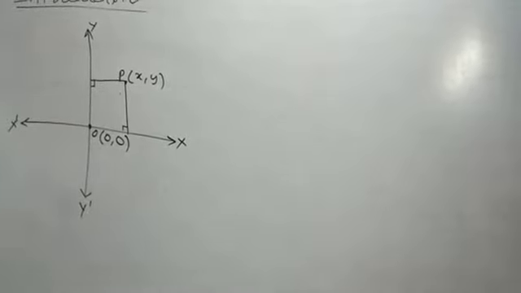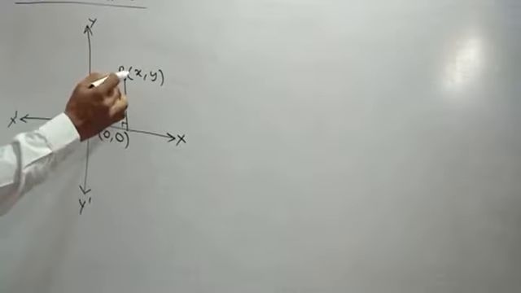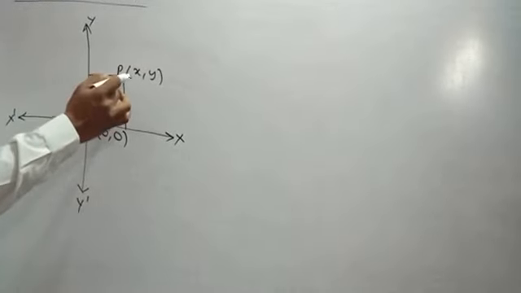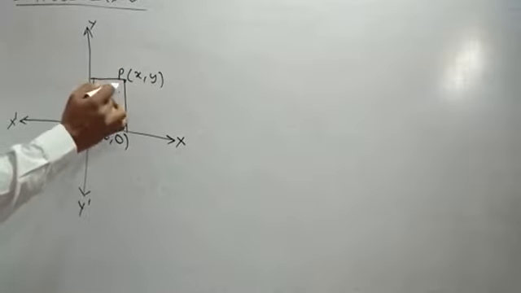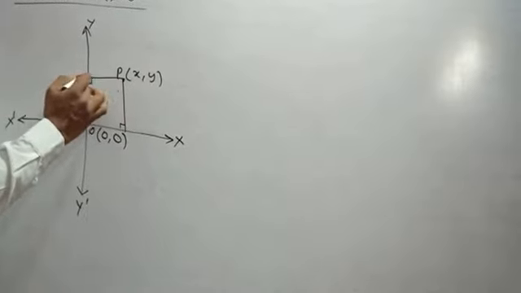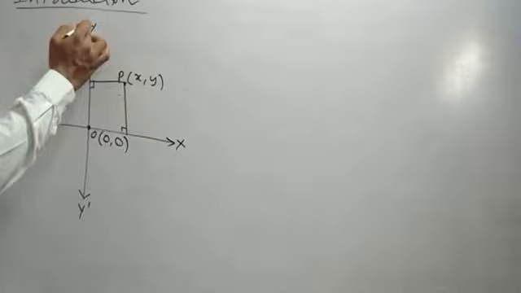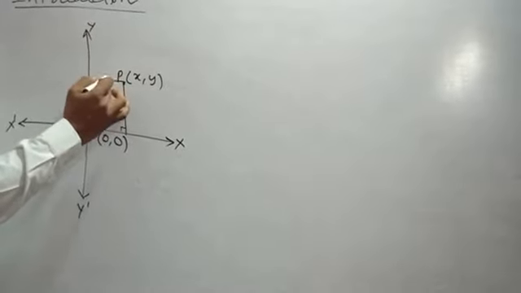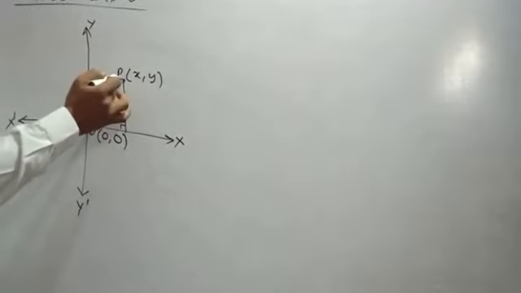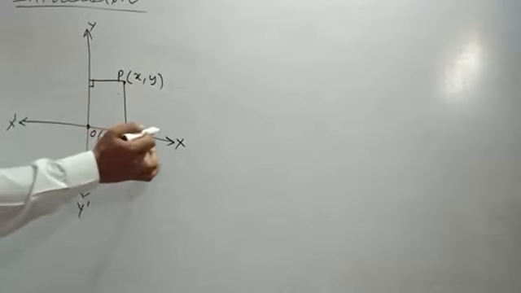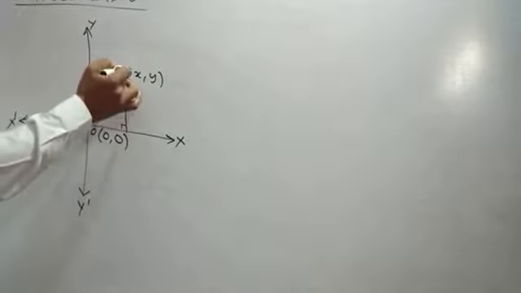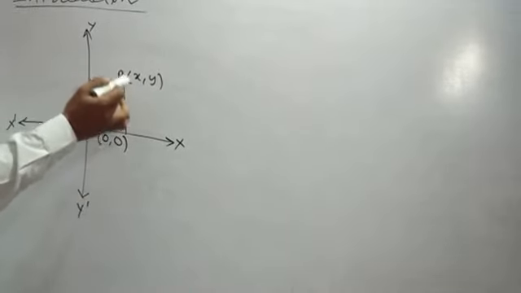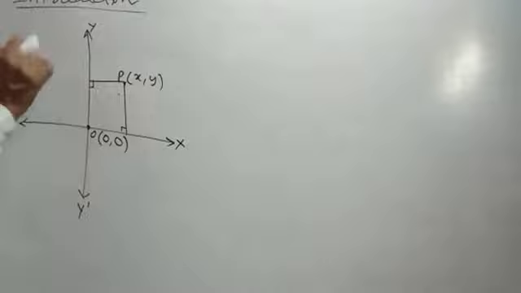Now suppose P(x, y) is a point in a plane, then its coordinates x, y are nothing but the horizontal distance, or the distance from the y-axis to the point P, called the x coordinate along with the direction. The vertical distance, or the distance from the x-axis to the point P, is called the y coordinate along with the direction.